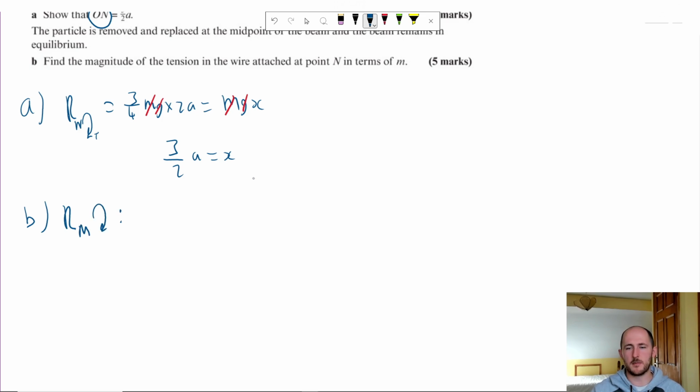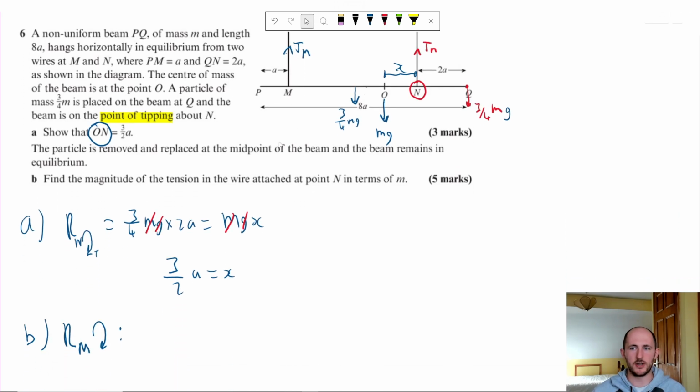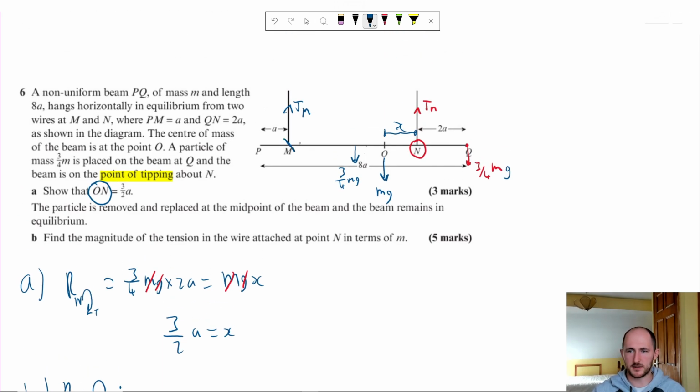And why am I doing that? Do you remember from the previous part? Why am I doing that? Because I don't know what this tension is. This tension is no longer 0. So because I don't know it, and I don't care about it, because I want the tension at N, I'm just going to take moments about this point, which means the moment from that tension is 0. So if you want, you can even put T_M times 0 is nothing. Cool. So if I'm taking moments around this point, the clockwise moments would be this force, and this would be the anti-clockwise moments. And remember, we've gotten rid of this force. So let's do that, shall we?